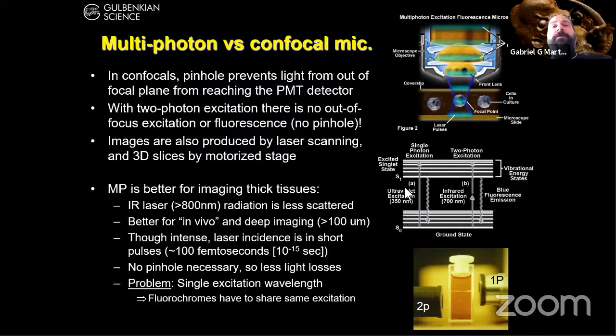On a multiphoton microscope, the geometry of the microscope is pretty much the same as on a regular confocal microscope. But instead of using a laser of blue light, we're actually using a pulsed laser that bursts light in very, very small moments in time. And instead of blue light, we're actually using infrared light, typically light with about twice the wavelength of the normal light that we use in the microscope.